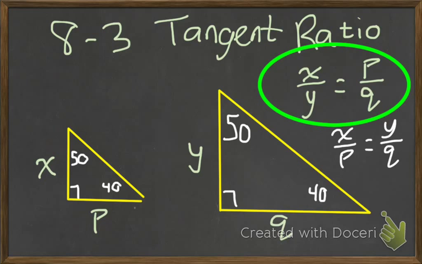The point of this is that the ratio of the legs will be constant with all right triangles that have these angle measures. So no matter how big or how small the triangles are, if the angles are 40, 50, 90, they will all have this same ratio, x over y, or p over q. Okay, so the ratio of the legs is constant for similar right triangles. That ratio is called the tangent ratio. That's what the tangent ratio is. It's the ratio of the legs. And we'll look more at exactly what that means in a second.